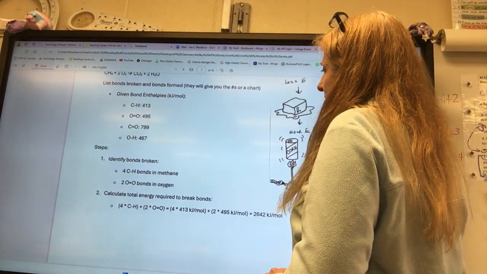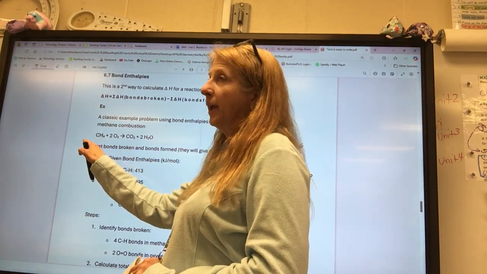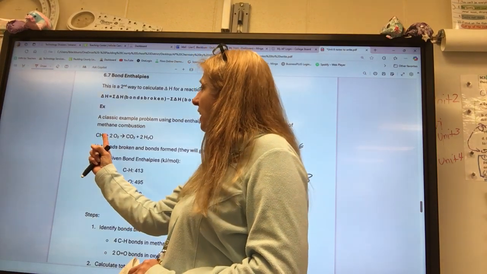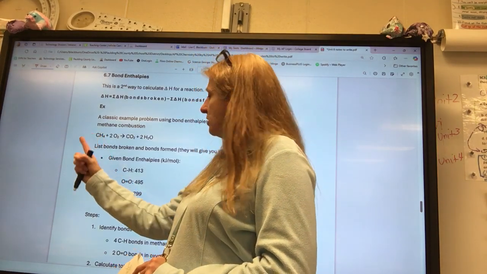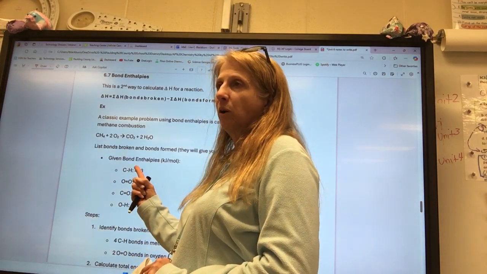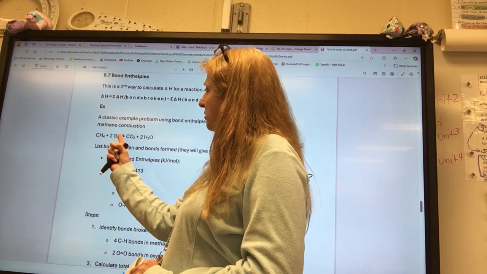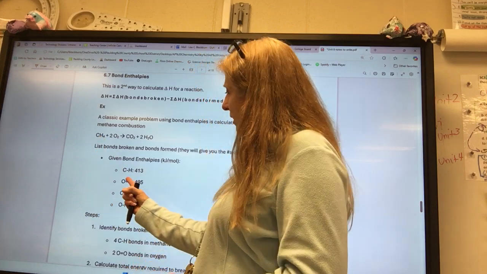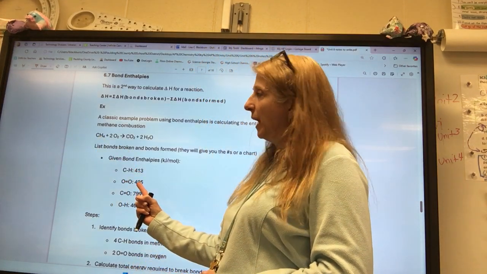And then you look at it and you count up how many bonds we're going to have to break. If you look at our methane, it's 1 carbon attached to 4 hydrogens. That is 4 carbon-hydrogen bonds that are going to get broken. So we take this carbon-hydrogen and multiply it times 4. If we look at our oxygens, oxygen is bonded to itself with a double bond, and we've got 2 of them. So we look at this oxygen double bond, multiply it times 2, and add them up.